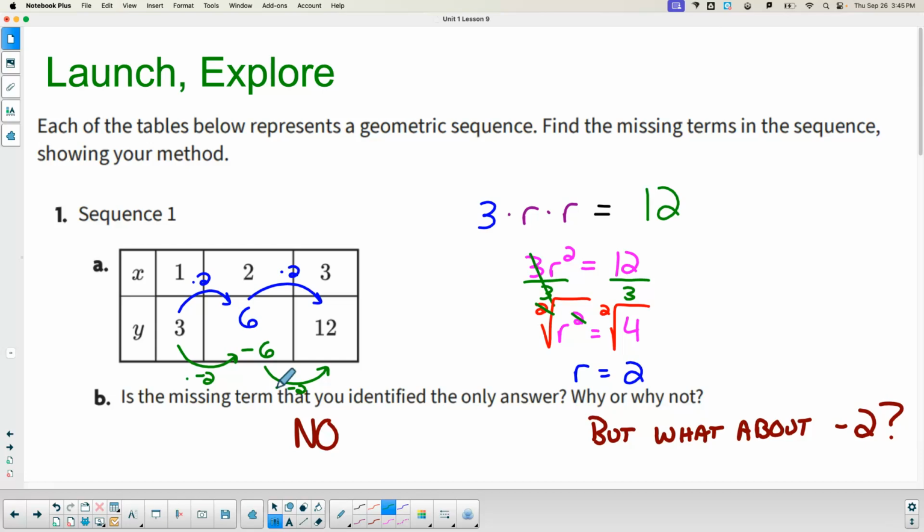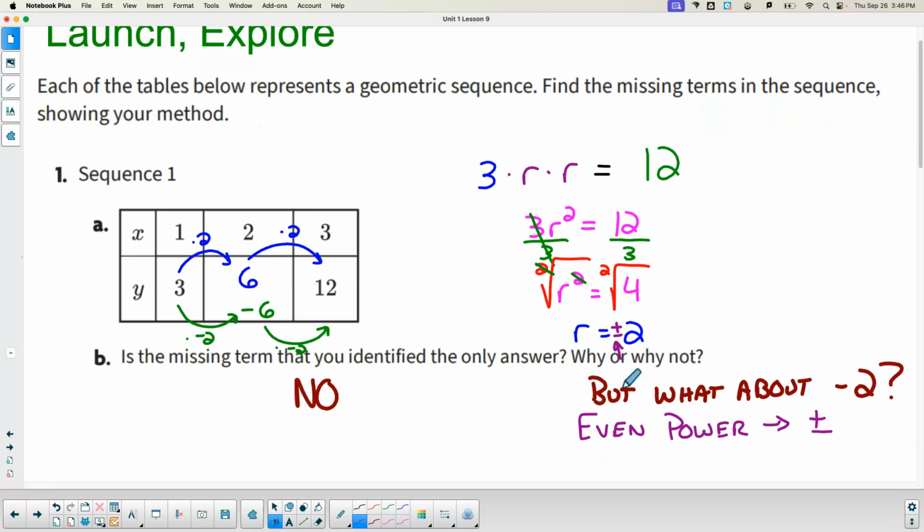The kicker here is that if you have an even root or an even power, the key is that you need to add in a symbol called the plus or minus symbol. It's going to go right there in front of that r value that you get. And that's only if you have an even power. If you have an odd power, it doesn't need to be there.